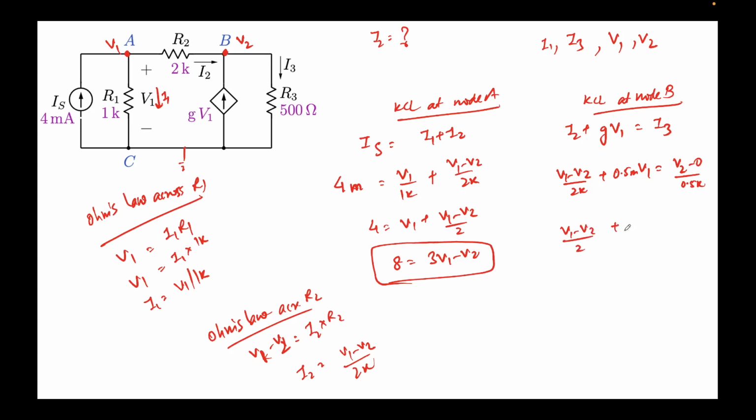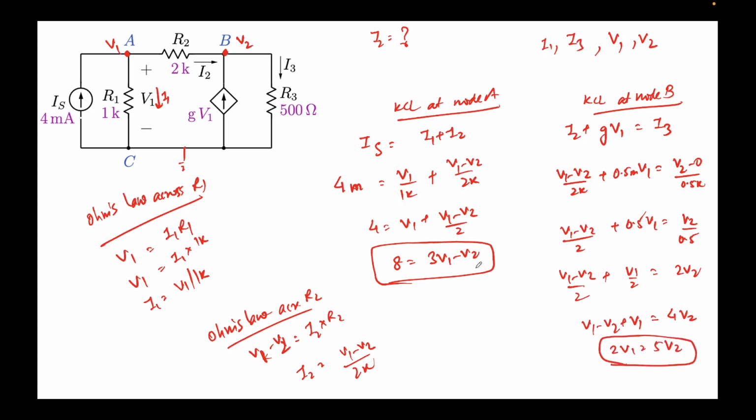Right, so let's write this. Let's eliminate k. So k into milli will become 1. You can take k as LCM, so this will vanish, equal to V2 by 0.5. This will be V1 minus V2 by 2 plus V1 by 2. This will be 2V2. 0.5 is in denominator. Now take the LCM as 2. This will become V1 minus V2 plus V1 equal to 4V2. Right? So now I can get 2V1 equal to 5V2. So this is the first expression, and this is the second expression.